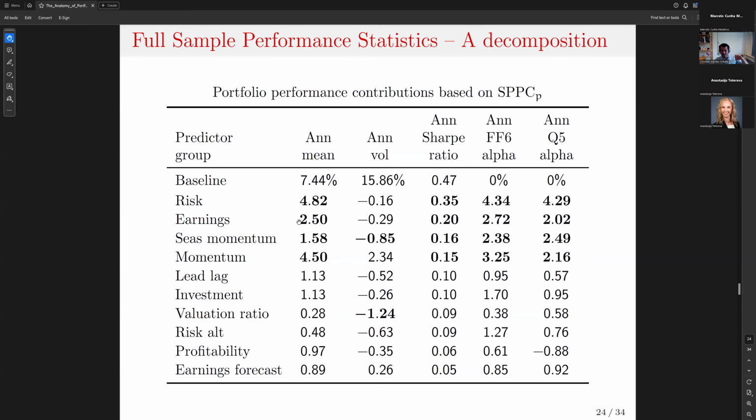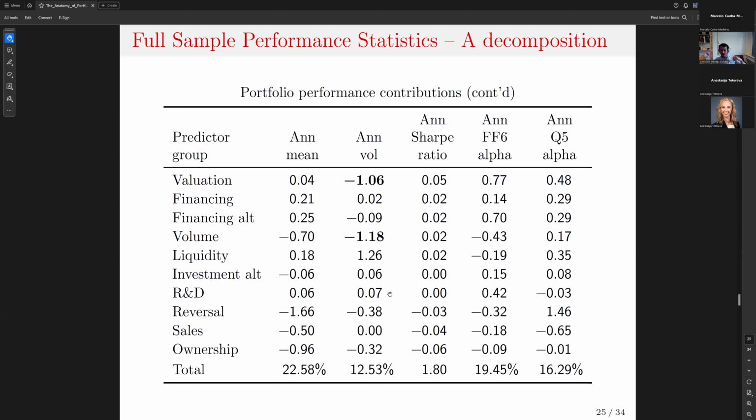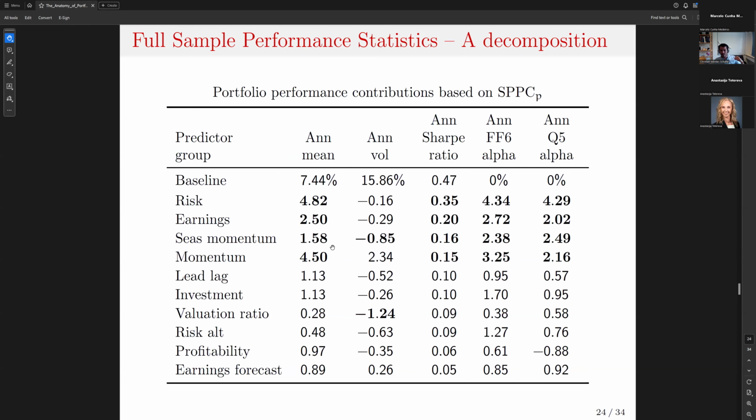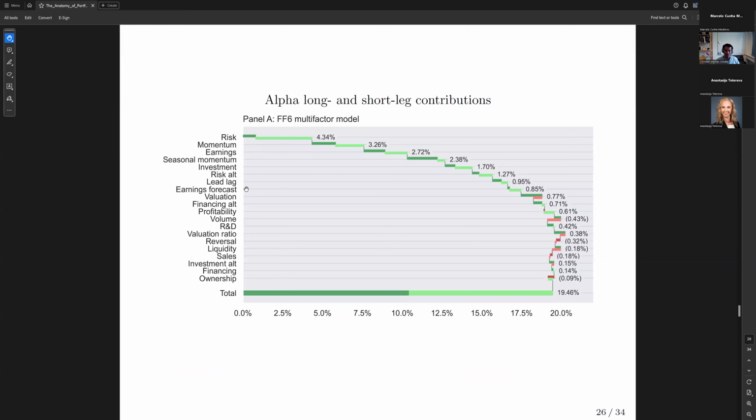For example, here we see that risk, earnings, seasonal momentum, and momentum have the largest contributions. For volatility, negative contributions are good, because you want to decrease volatility. Seasonal momentum, valuation ratio, valuation, and volume are the predictor groups that have the largest contribution to decreasing it. The Sharpe ratio aligns very well with what we saw with the returns, and the same with alpha. In general, risk, earnings, and the two types of momentum have the largest contribution over the whole sample period.